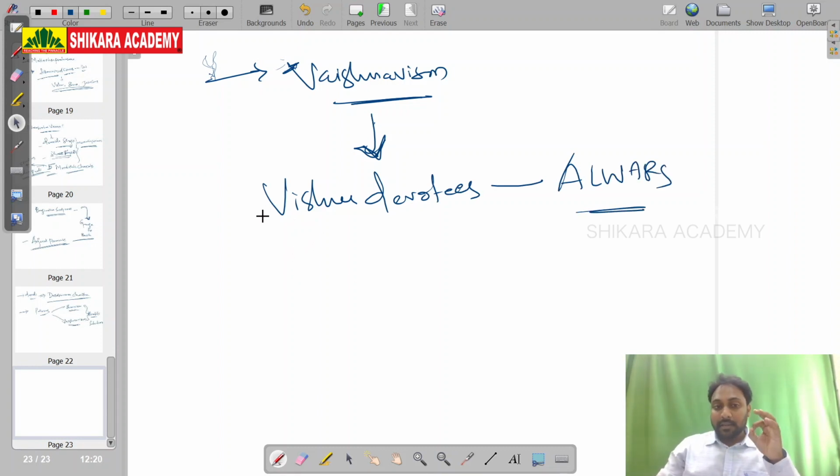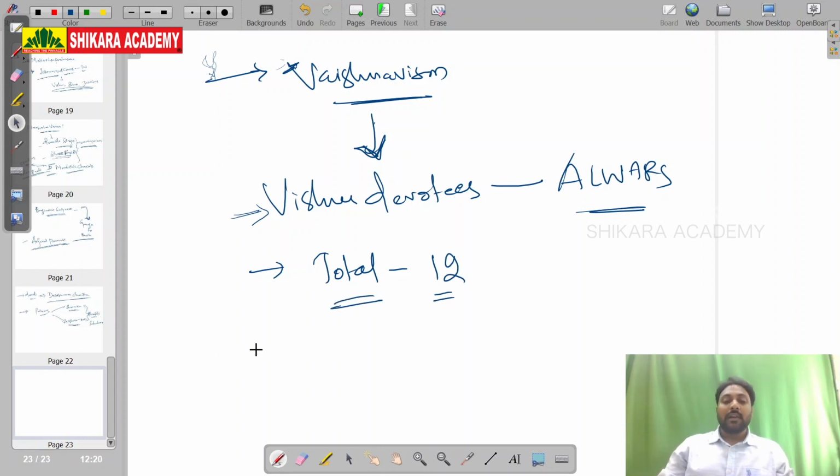విష్ణుమూర్తి భక్తులందరినీ ఏమంటారంటే ఆల్వార్లు అంటారు. ఆల్వార్లు మొత్తం ఎంతమంది ఉన్నారు? టోటల్ 12 ఆల్వార్స్. They all wrote a book. All 12 Alvars composed a book combinedly called Nalayira Divya Prabandham.